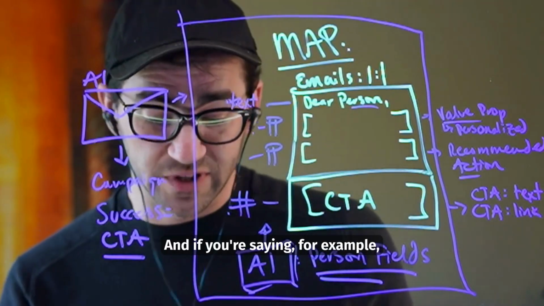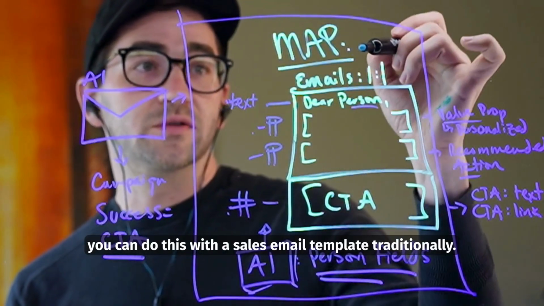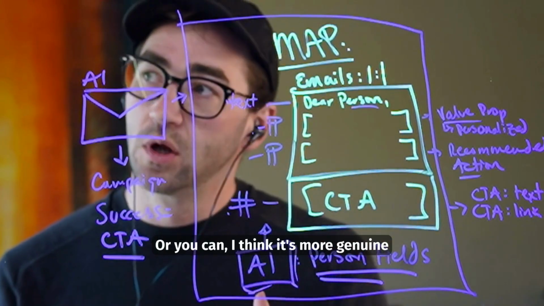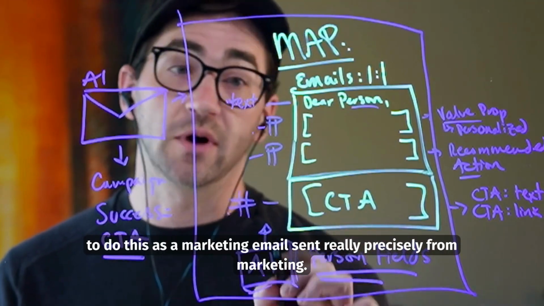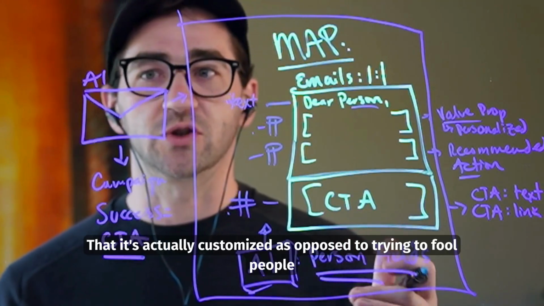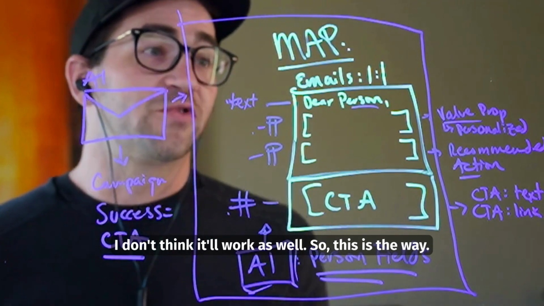And if you're trying to get an original meeting, for example, you can do this with a sales email template traditionally, or I think it's more genuine to do this as a marketing email sent really precisely from marketing, being transparent that it's actually customized, as opposed to trying to fool people into opening your sales emails. I don't think that'll work as well. So this is the way.